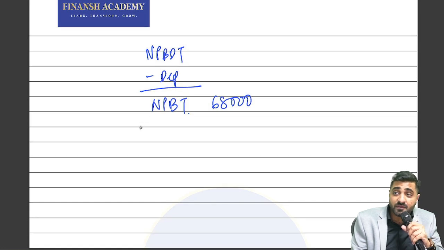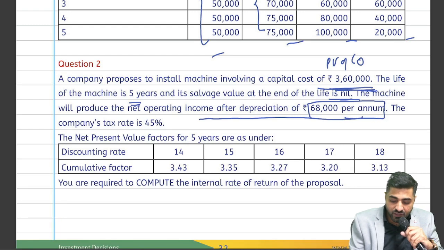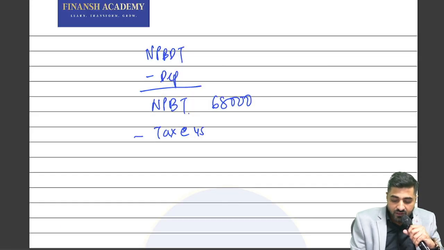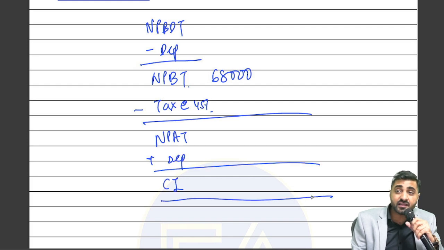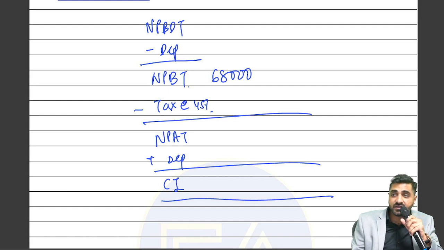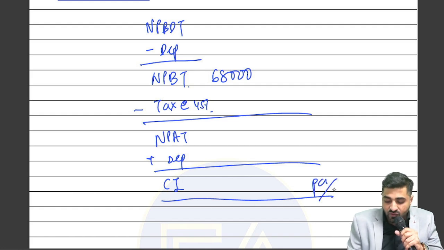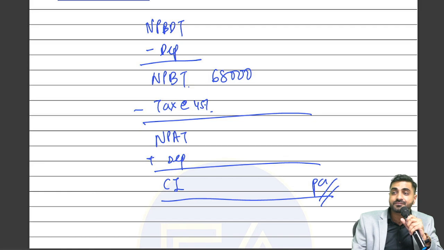From this, what do you have to subtract first? Tax. What is the tax which is given to you? 45%. So I'll now be getting net profit after tax. To this NPAT, what will I do? Add the depreciation. Will I get the cash inflows? Yes, sir. So I'll be getting the cash inflows on a per annum basis.